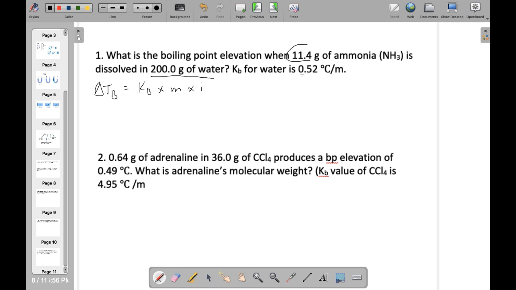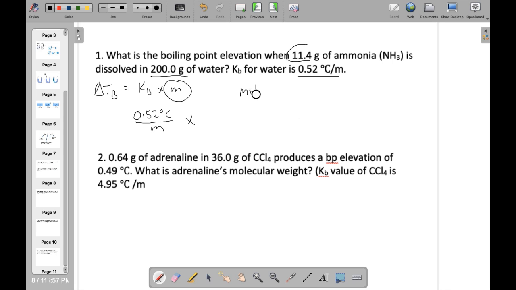They provided the boiling point constant for us, 0.52 degrees Celsius per molality times molality. This is not going to dissociate, so this will be a 1, so we will ignore that right now. So if we can find molality, we will be set. We can solve this. And as you see, nothing is straightforward in chemistry. Suddenly we have a problem.